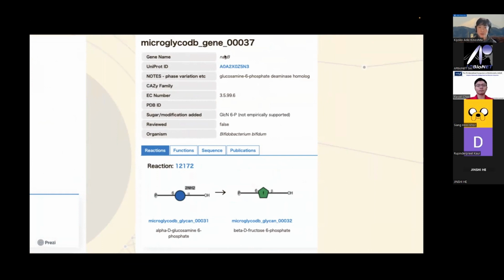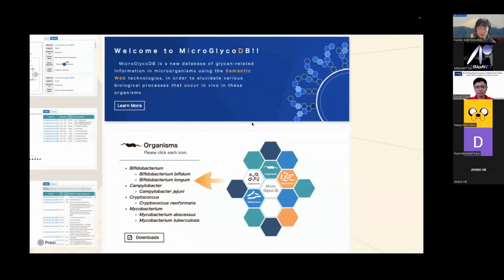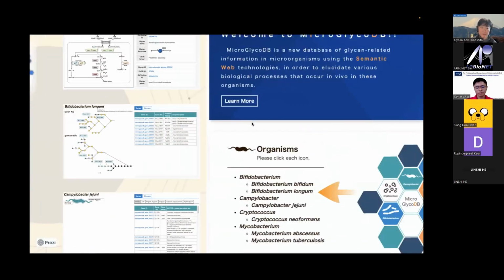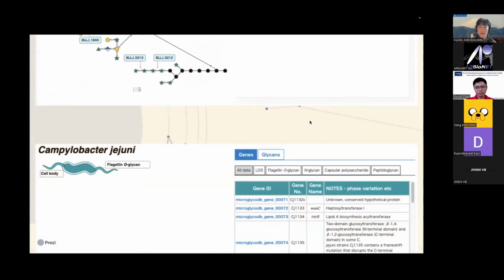So this gene NAGB facilitates this reaction, deaminating glucosamine 6-phosphate into fructose 6-phosphate, for example. Going on, we also have information about Bifidobacterium longum, which degrades larch and gum arabic structures. These are the different enzymes involved in this species, and you'll see the list of genes and glycans there.